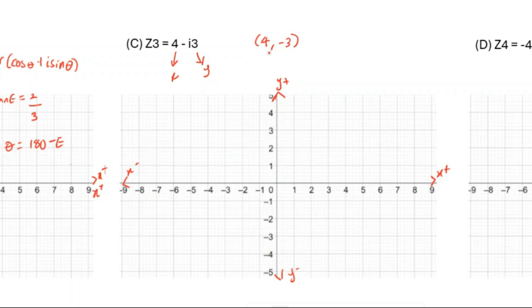So if we are to locate 4 comma minus 3, 4 on the x-axis, that's the positive x-axis, then minus 3 on the negative y-axis. So this point is going to come downwards. So 4 and minus 3 is going to be at this point. Let me just illustrate those dotted lines, showing that we traced it to all those points. So from the origin O, drawing a line to that point is going to illustrate our Z3.